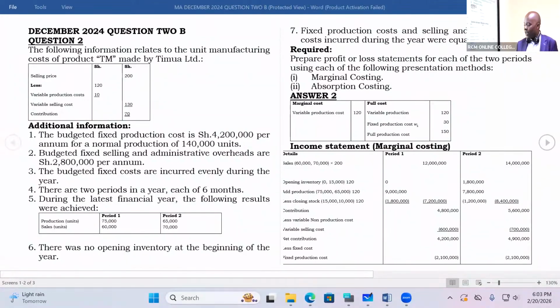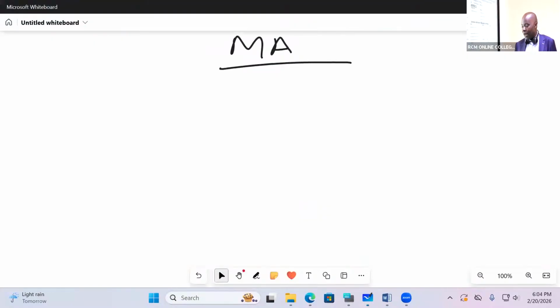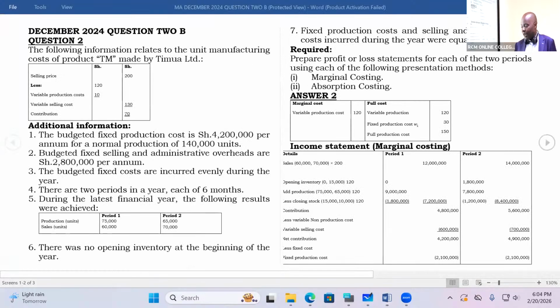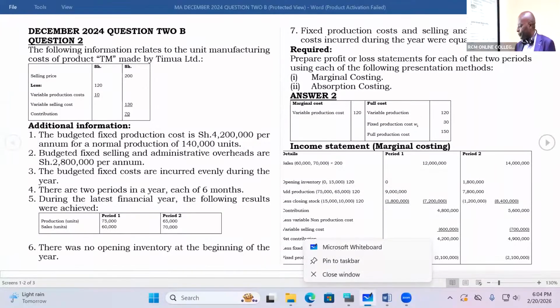So very fast, remember the very first thing before I start doing any P and L, marginal costing P and L or absorption costing, first of all, I must come up with what we call the cost cards. Give me the cost cards.